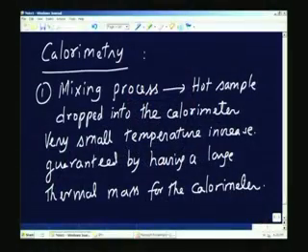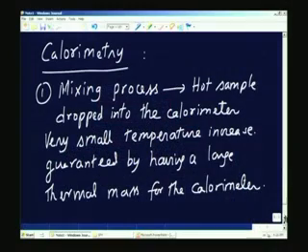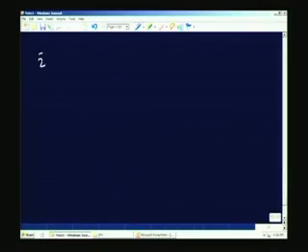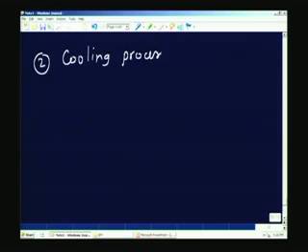In fact, from the point of view of temperature measurement, a larger temperature change would be desirable, but then the losses also will be larger. Therefore, the estimation of the losses becomes the major problem. So, you have a mixing process which consists of a hot sample dropped into a calorimeter whose thermal mass is much larger than that of the material being dumped into it. The second part consists of the cooling process. Let me describe what happens. I will make a simple sketch here.